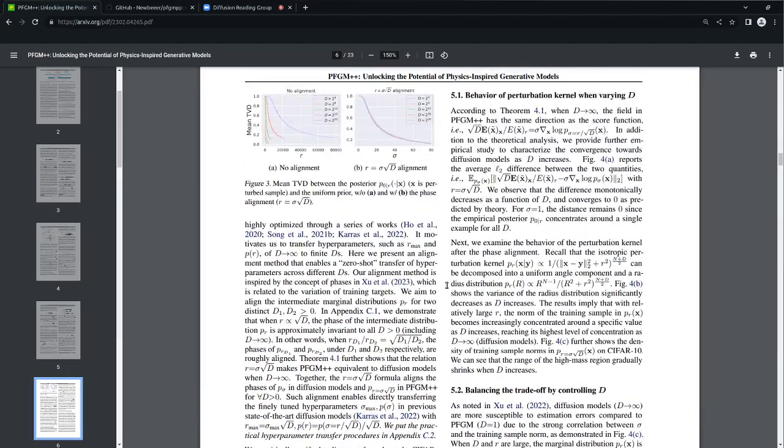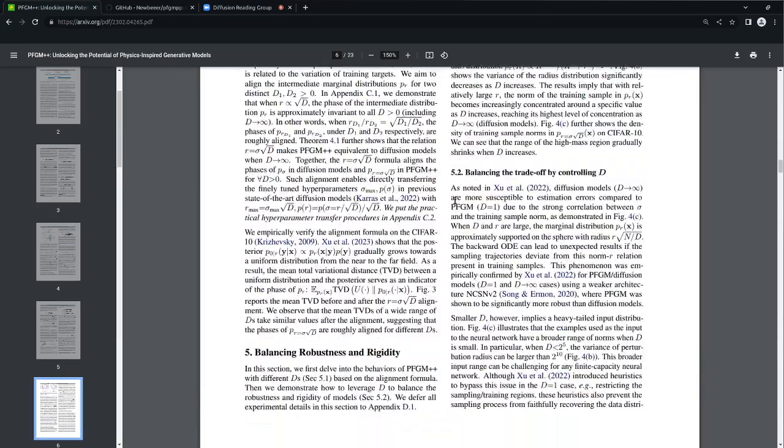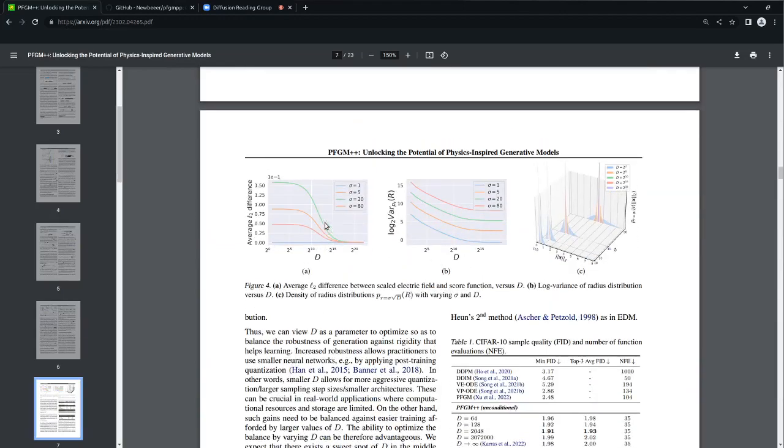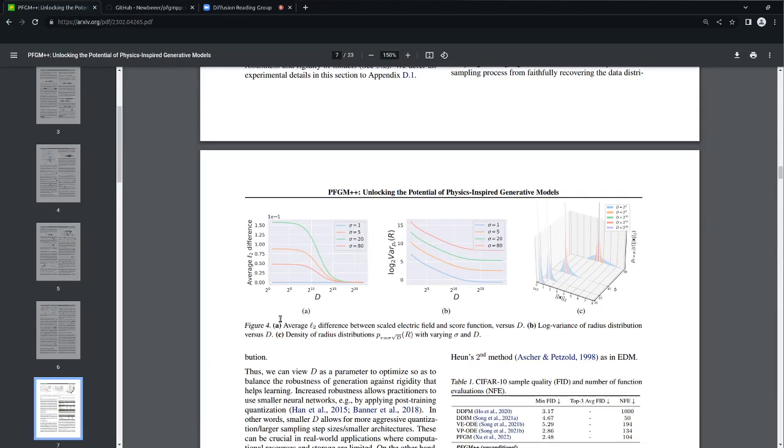First of all, they have this figure showing the convergence of your electric field to the score function. You see that as D goes to infinity, the difference goes monotonically to zero, so you do get the same actual field.